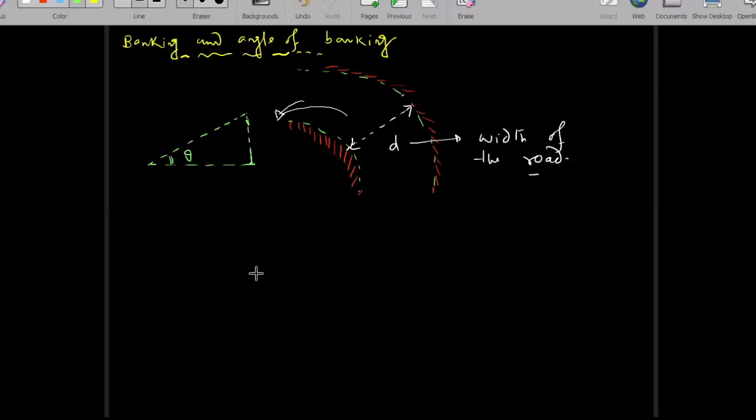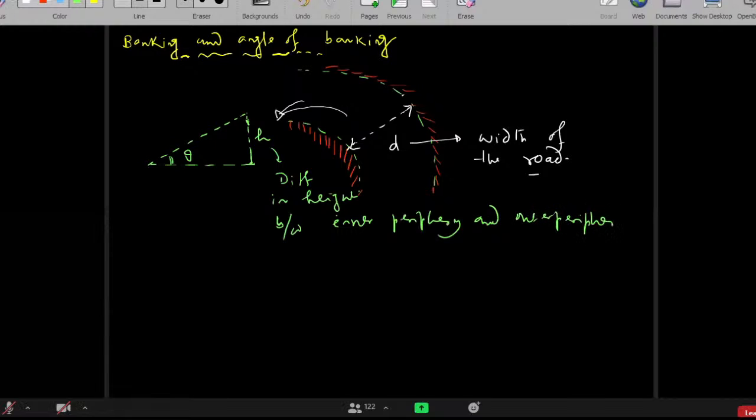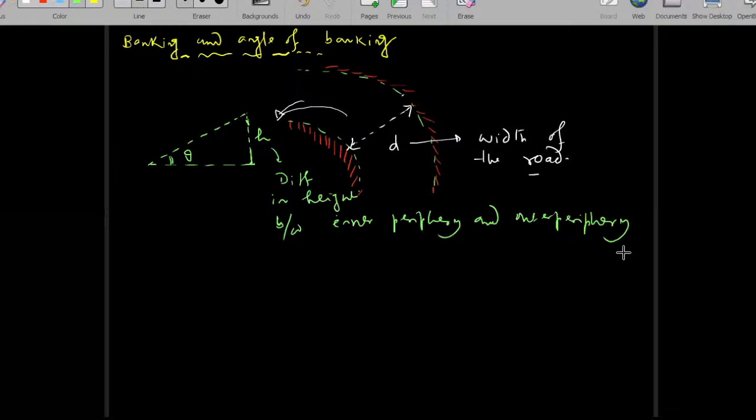And this h is basically the difference in height between inner periphery and outer periphery. Now this difference in height is designed for a purpose.